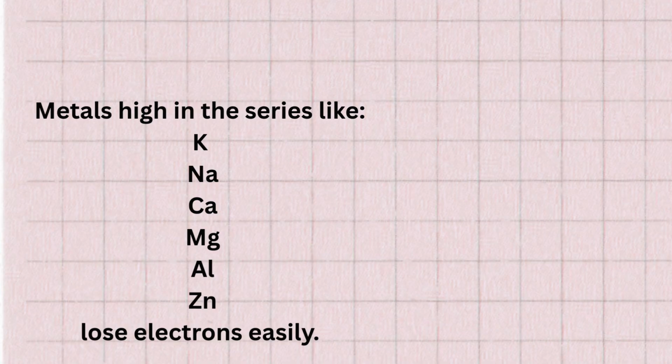Why does it happen? Some atoms have only one or two electrons in the outer shell. Instead of gaining many electrons, it is easier for them to lose those electrons. Different metals hold electrons with different strength. Some metals lose electrons easily. This order is called the reactivity series. Metals high in the series like K, Na, Ca, Mg, Al, Zn lose electrons easily.